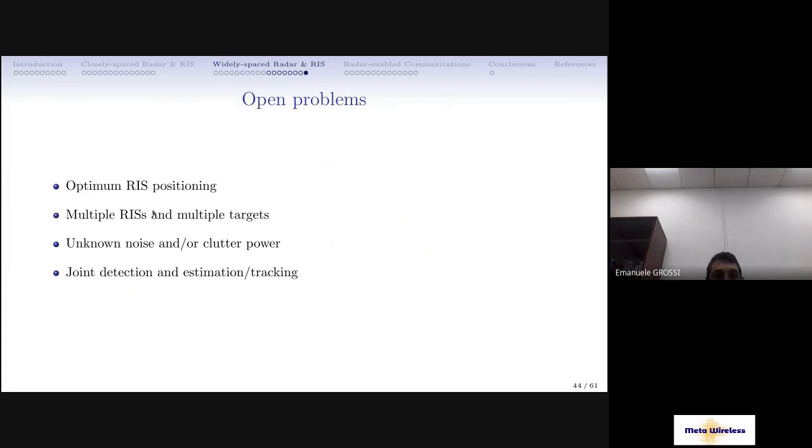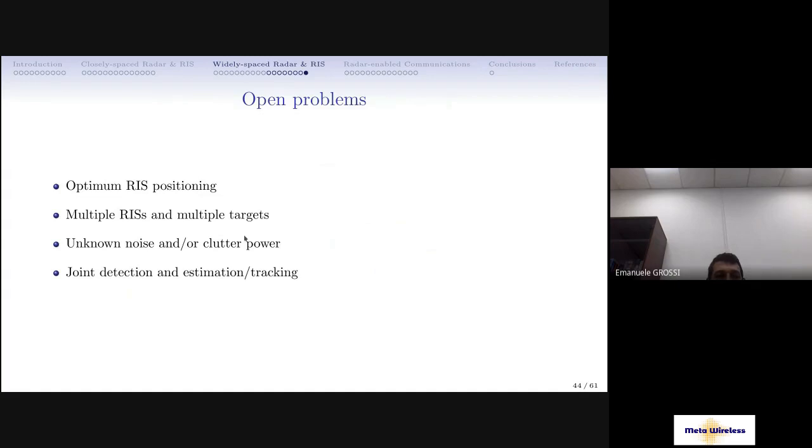Another important aspect concerns the noise power, which has been considered known here, but in general it is not known and must be estimated, and also the clutter power. The clutter, remember, is the unwanted reflection from the environment, and it should be included as a source of disturbance, and should itself be estimated.